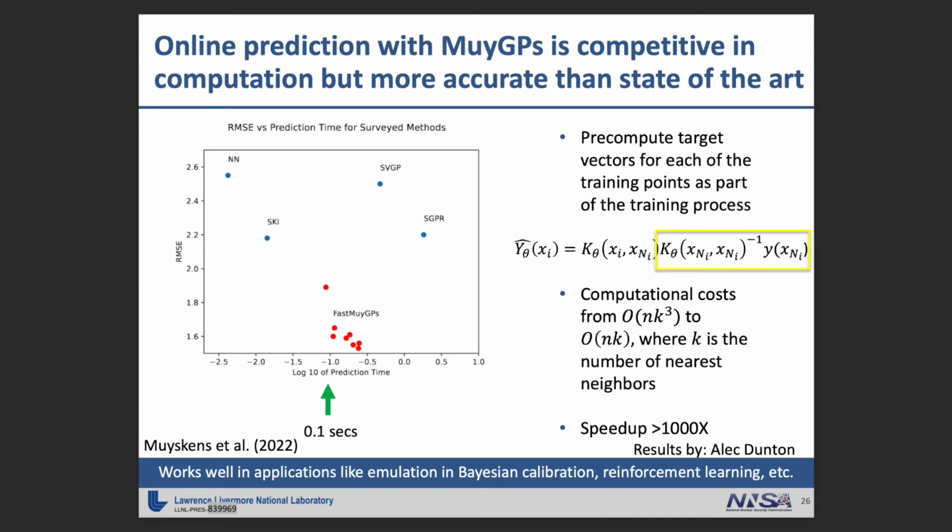And so in this case, we're very competitive with most of these other state-of-the-art methods known as fast GP methods from GPyTorch, in addition to a neural network. So our method was much, much more accurate. So although it lost a little bit of its accuracy compared to doing MuyGPs in the previous way, we were also able to stay competitive in terms of this online prediction time.